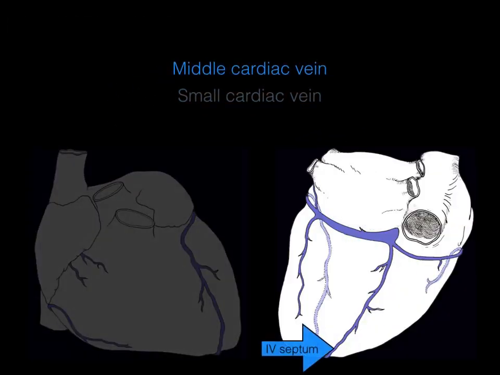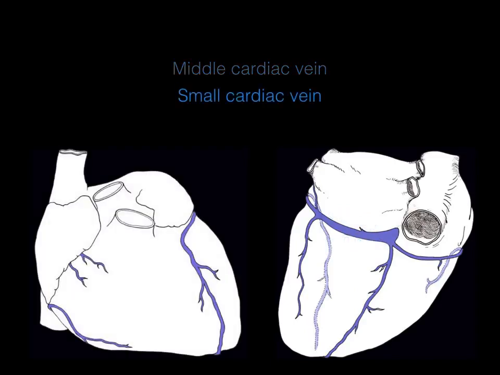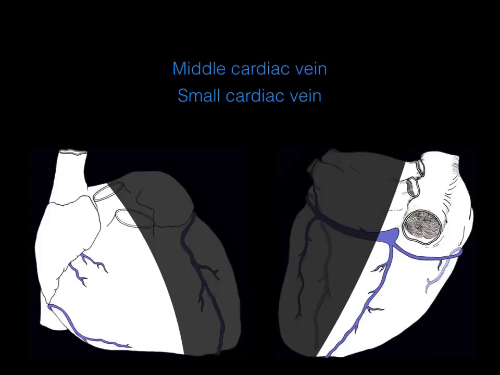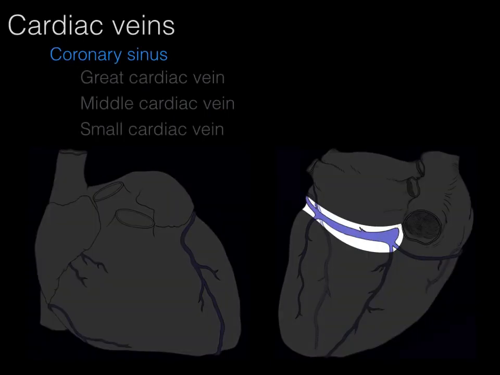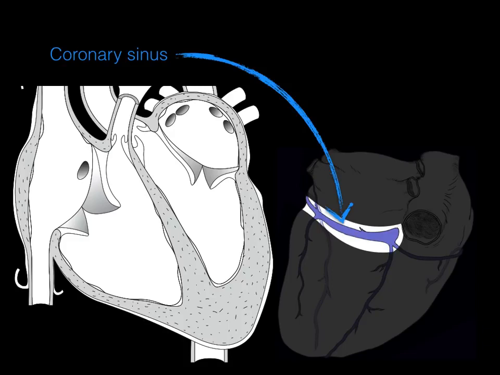Now, what about the middle and small cardiac veins? Well, that middle cardiac vein courses up the posterior surface of the interventricular septum and drains into the coronary sinus. Whereas the small cardiac vein arises from this tissue along the right margin of the heart and then along that coronary sulcus to dump into, yet again, that coronary sinus. Take-home message: the middle and small cardiac veins drain the same cardiac territory supplied by the right coronary artery. Here we've got that coronary sinus in this view, but now look at this picture. In the right atrium, we see that opening. That's the coronary sinus, which drains blood into the right atrium.